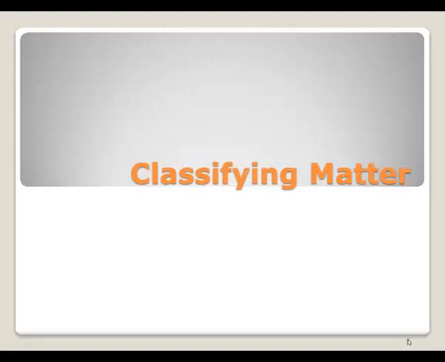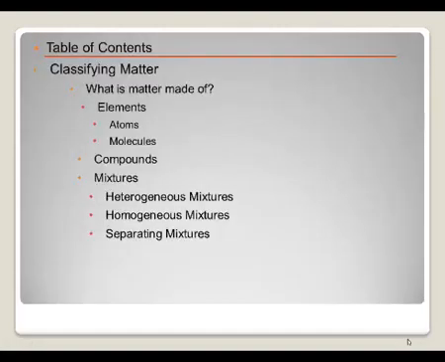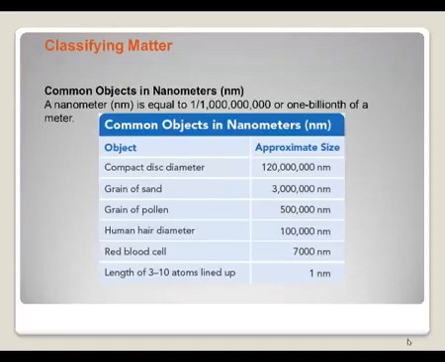Classifying matter. Our table of contents. In this lesson, we're going to talk about what matter is made up of: elements. Specifically, we will talk about atoms and molecules and the difference between the two. We'll talk about compounds. And we'll also look at a number of different mixtures and then how we separate mixtures.